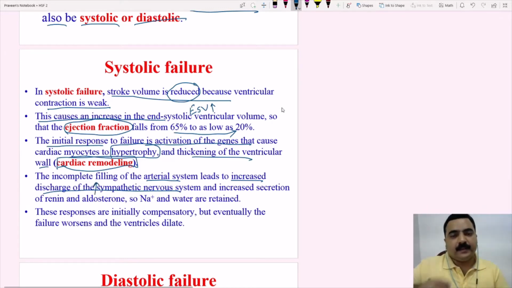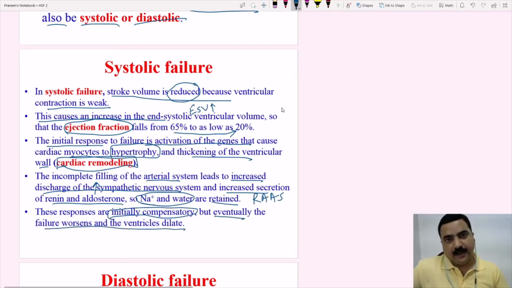The second compensation is the renin angiotensin aldosterone system, the RAS, with increased secretion of renin and aldosterone. So sodium and water are retained, because the blood is not reaching the blood vessels. Actually, what the body is trying to do is overload the body. These responses are compensatory, but only initially. Eventually the failure worsens and the ventricles dilate, because they have already failed and you are adding more volume to the system, so the ventricles dilate and fail further.